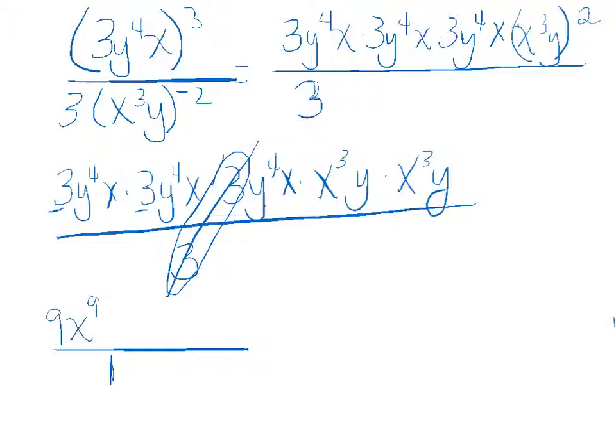If I look at the y's, I have 4 y's here, plus 4 more makes 8, plus 4 more makes 12, plus 1 makes 13, plus another one makes 14. So that's y to the 14th power. Simplifying that takes care of everything. I'm just going to have 9x to the 9th, y to the 14th.